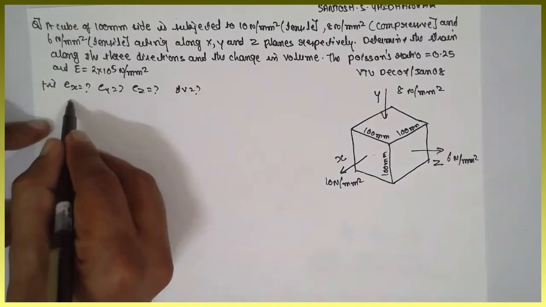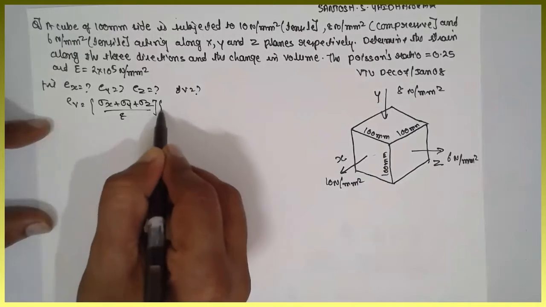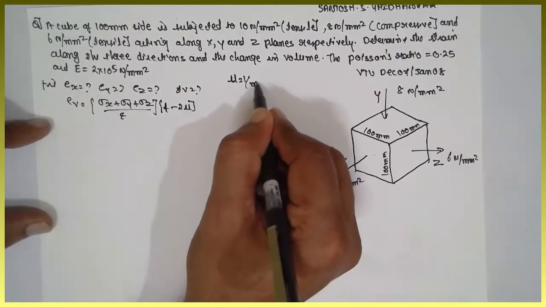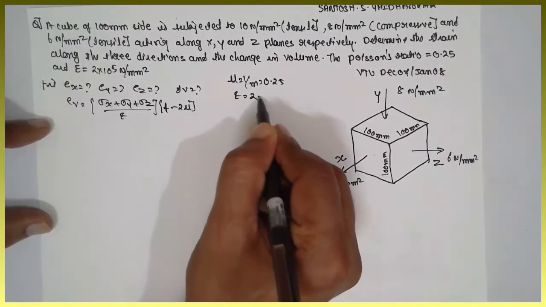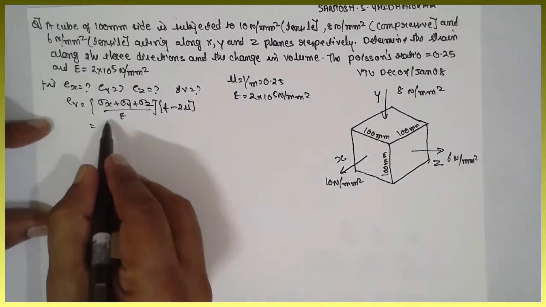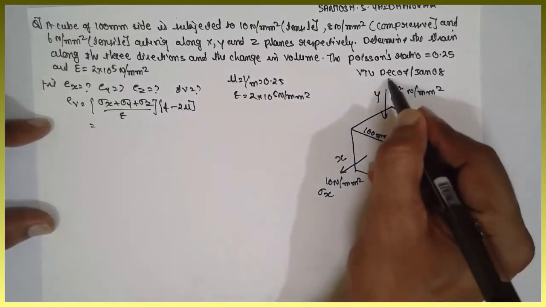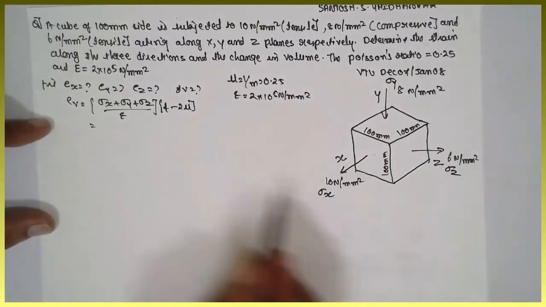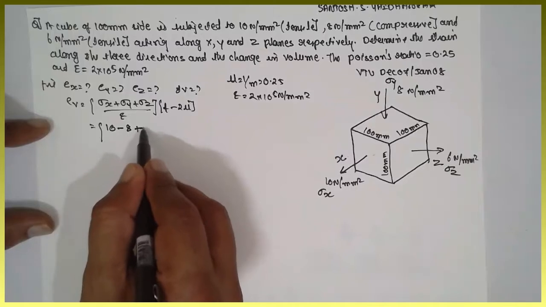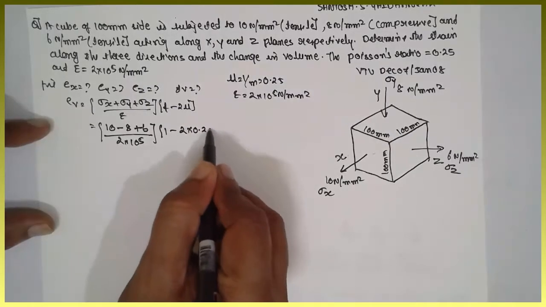Let's find out delta V first. Ev is equal to sigma x plus sigma y plus sigma z divided by Young's modulus, into 1 minus 2 mu. Mu, or 1 by m, is given here as 0.25. Young's modulus is 2 into 10 raised to 5 newton per mm square. Now substitute here based upon the diagram. Sigma x, sigma y, and sigma z, as per the diagram, are positive 10, compressive in nature minus 8, plus 6, divided by Young's modulus 2 into 10 raised to 5, into 1 minus 2 into 0.25.